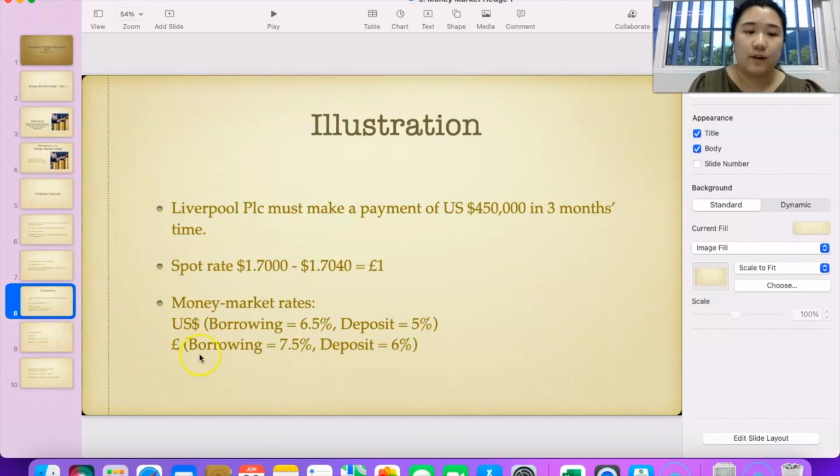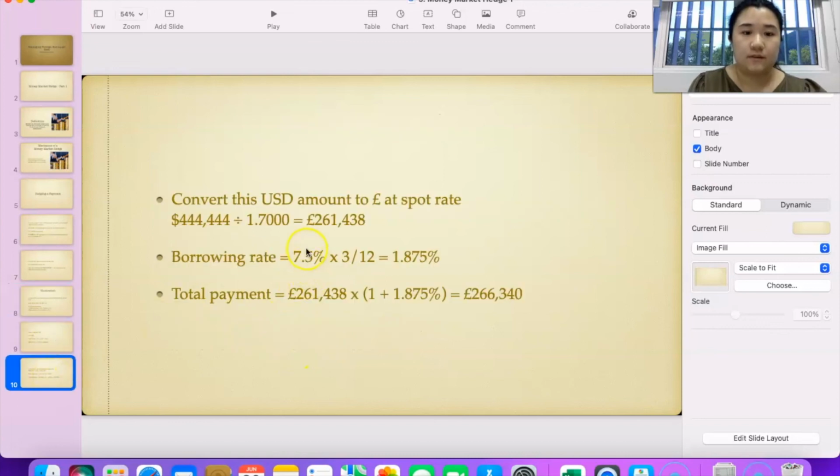Okay, again you have to prorate the borrowing rate now. So the borrowing rate is in pounds, which is 7.5%. Okay, so 7.5% times 3 over 12, we get 1.875%. So the total payment that we have to do is 261,438 times 1 plus 1.875%, and we will get a total payment of £266,340. Thank you.